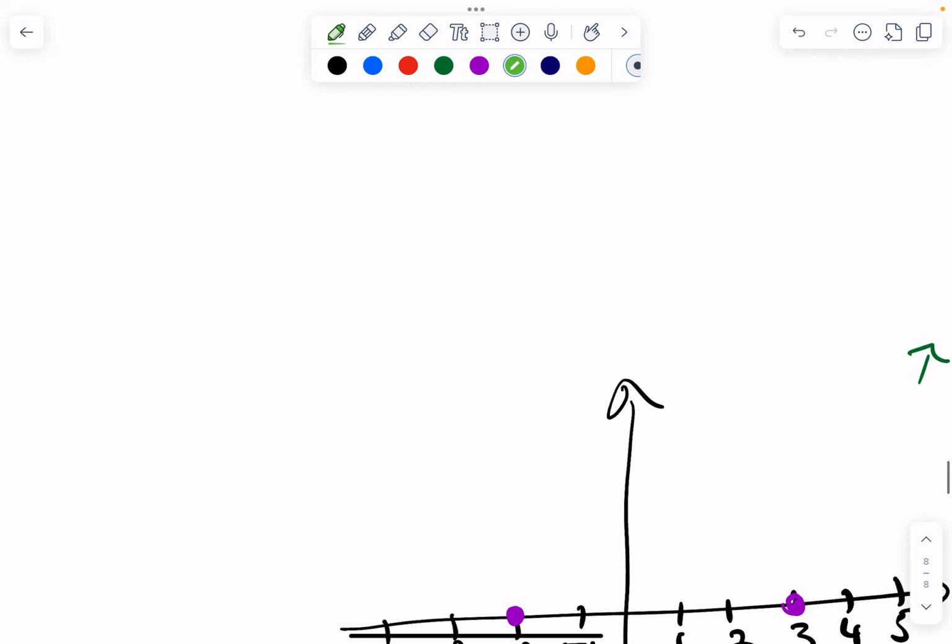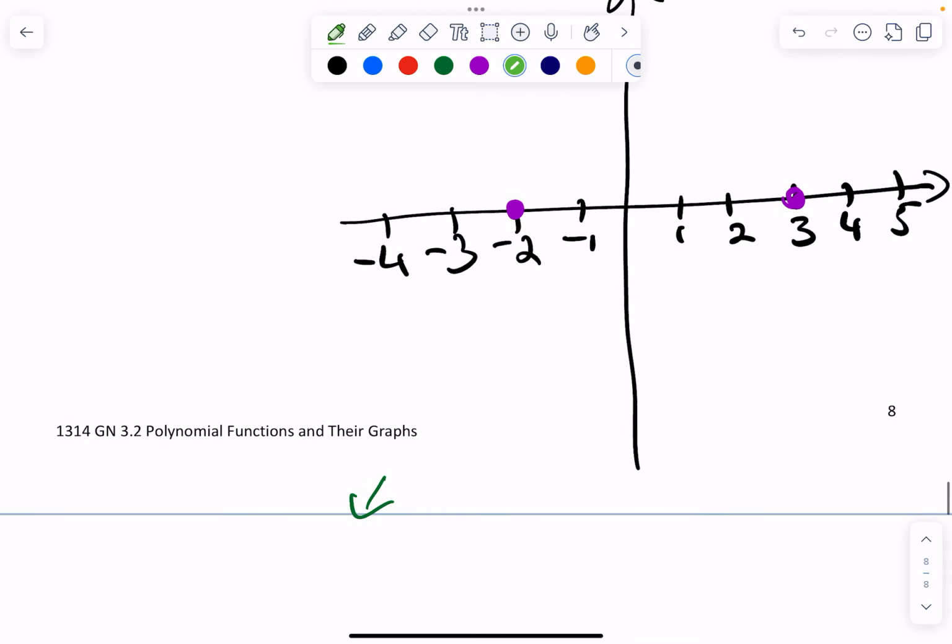So let's sketch it over here. (0, -24) is going to be somewhere here. This is not in the correct scale. So that's our (0, -24). Let me write these: (-2, 0) and (3, 0). There we go. Okay, so now we're going to use possible symmetry to help draw the graph.